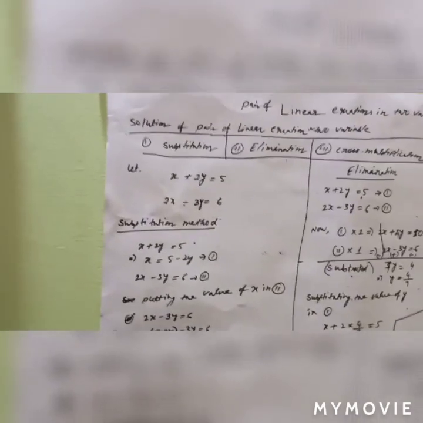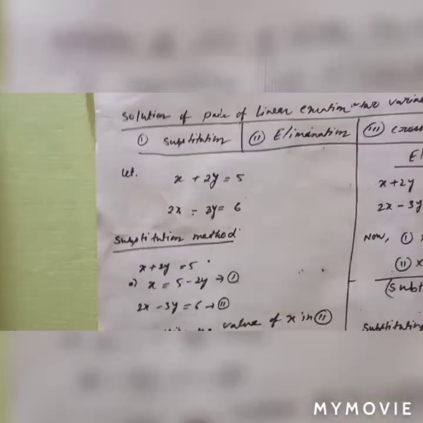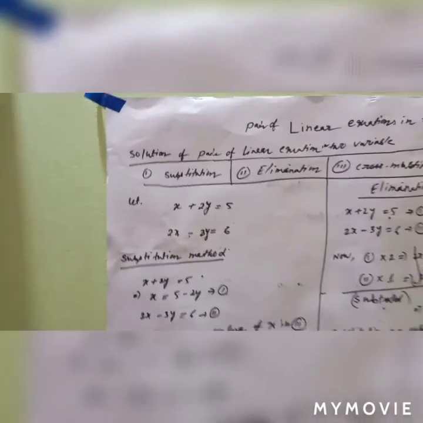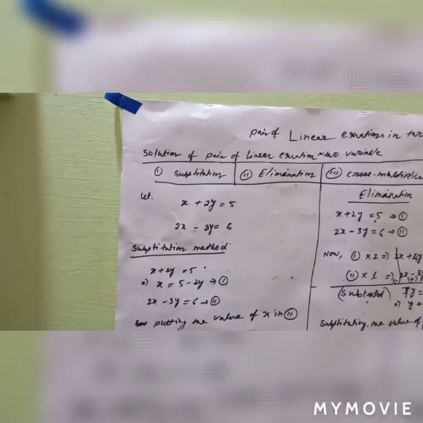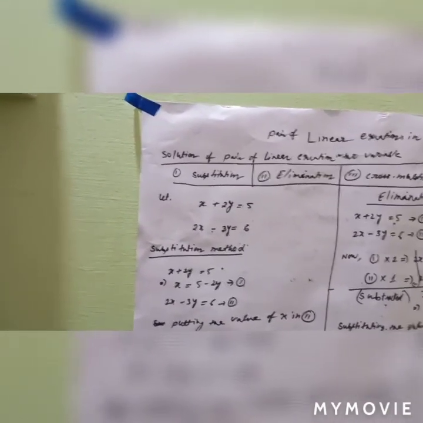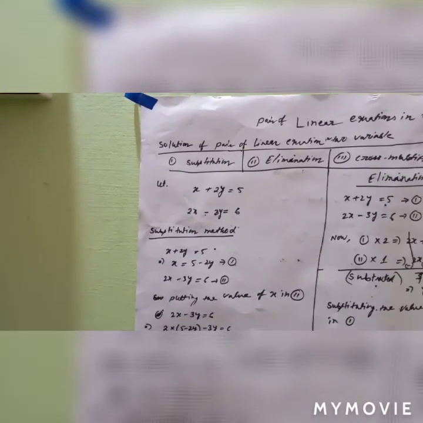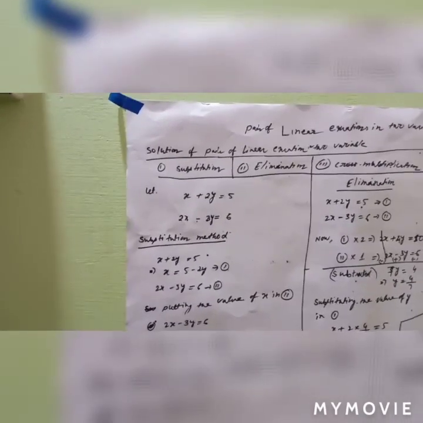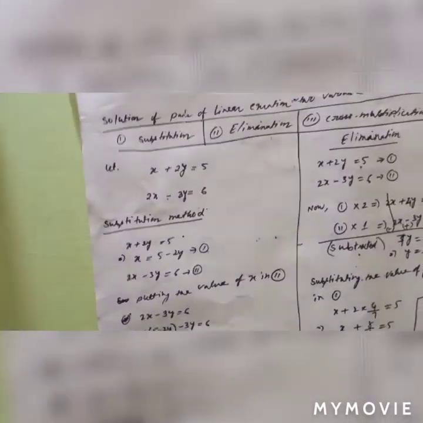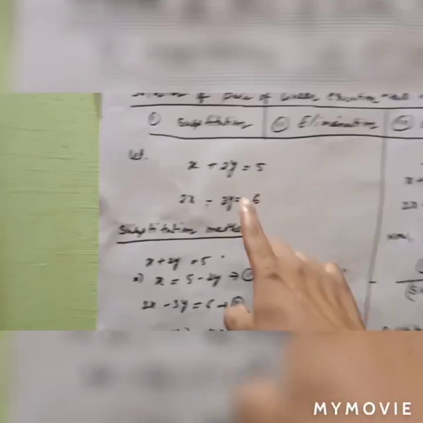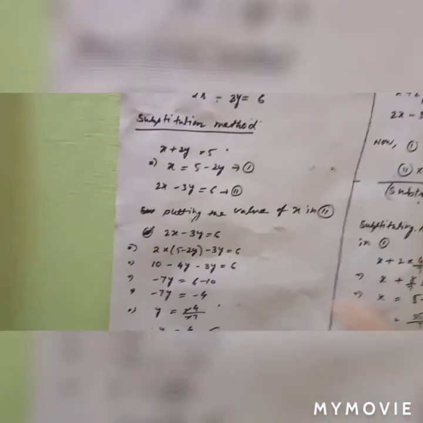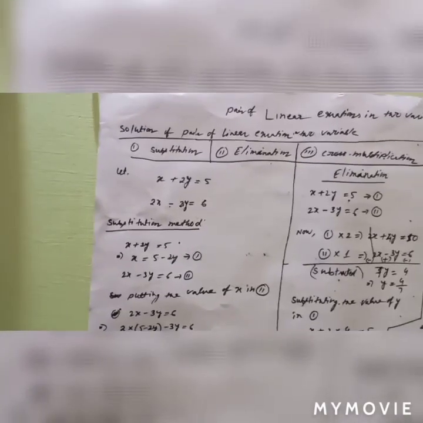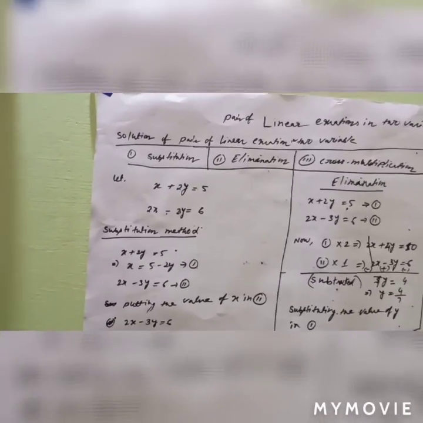I mean, there are three conditions. In the graph, each equation gives a straight line. If after plotting, both straight lines are parallel, parallel means they never intersect, so they have no common point, so there is no solution. Or if they intersect at a point like this, then you will get exactly one solution. I am discussing graphical solutions.